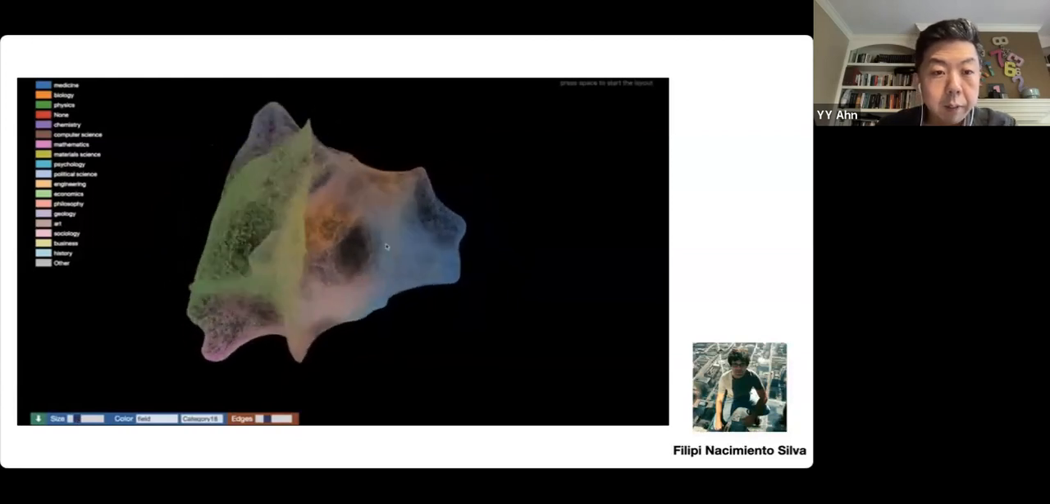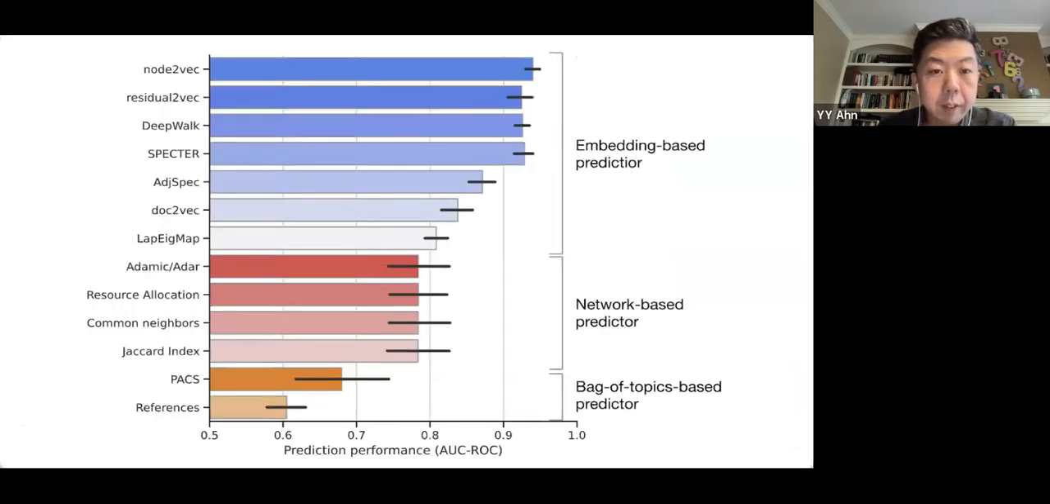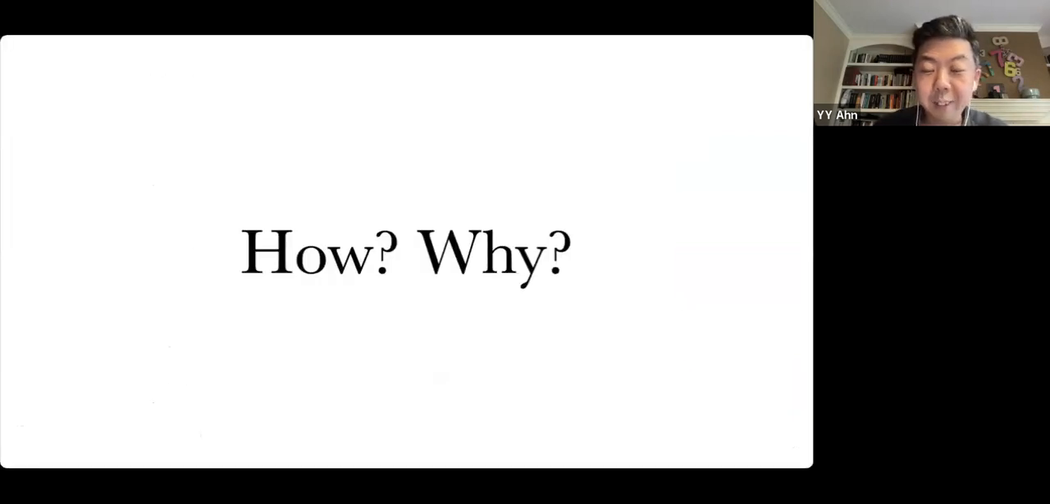And in this space, by using this embedding method, node2vec, for instance, you can predict whether two authors will collaborate in the future very well, much better than traditional link prediction methods. So the question is, how does that do it, and why?